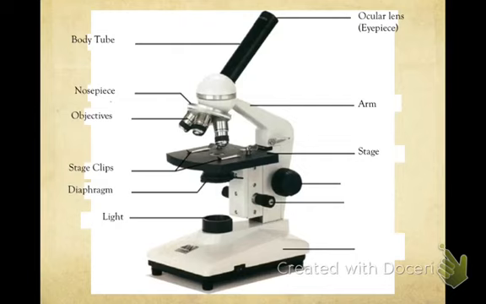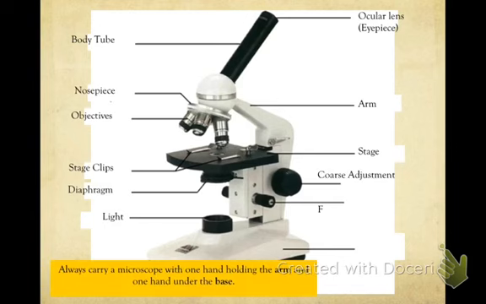Then you have your, why did that not show up? You have your coarse adjustment and your fine adjustment. And your base, which didn't show up. So let me see if I can write those in for you. Oh, there's coarse adjustment. That showed up. Of course, we are having technical difficulties. There we go.